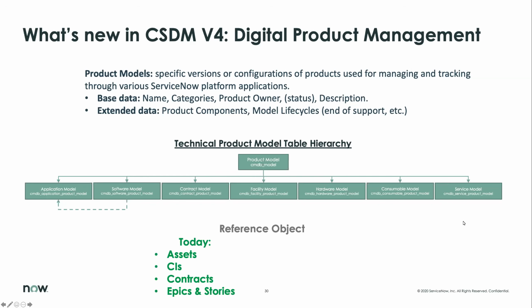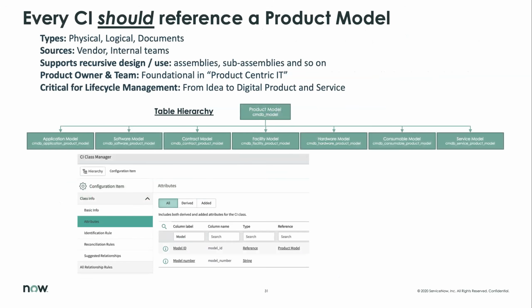With these particular elements, again, we've been referencing these for a while. Today, you already reference them on assets, CIs, contracts, epics, and stories. In the future, we're adding these as referential objects to ideas, demands, projects, and all tasks. So if you were to go in and look at these pieces today, you see that there is a model ID on all of your CIs. It's one of the critical attributes, and it references that product model table. So each of these types are classes of a product model. So we are going to be moving towards utilizing these more and more.